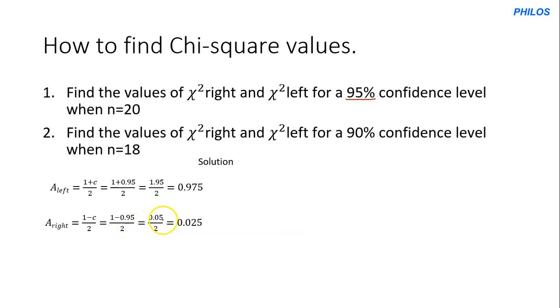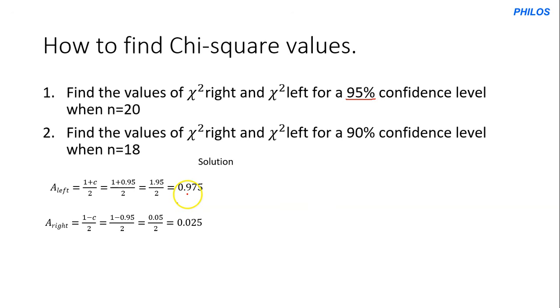And that will be 0.05 divided by 2. And that will give us 0.025. In short, whenever you are able to find the area to the left, you can get the area to the right directly by saying 1 minus area to the left.